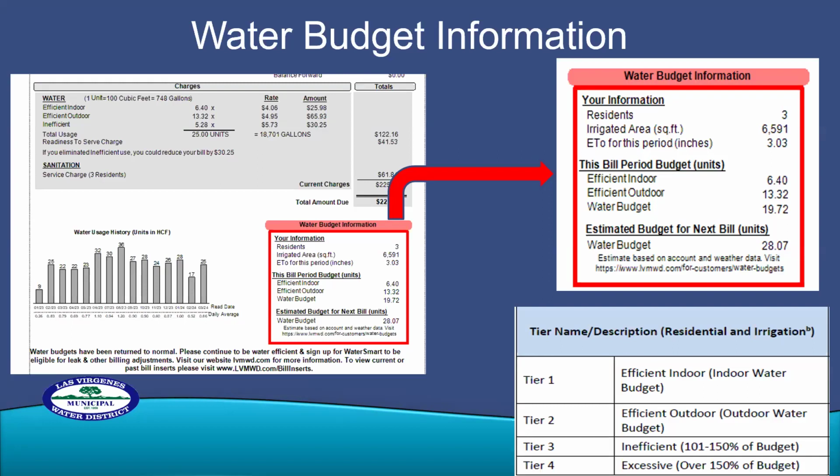Thank you, Ursula. Next slide, please, Kim. Actually, before you go on, I just want to touch on those are our 4 tiers of efficient, inefficient, and excessive. And actually the excessive goes up to 200% of the budget. So next slide, please.